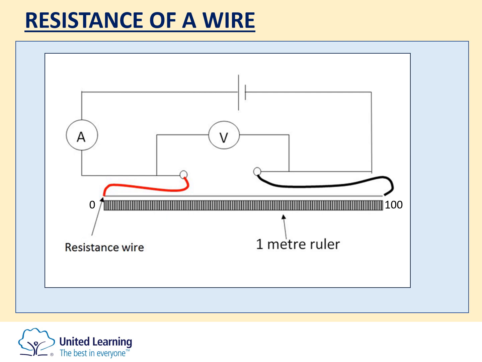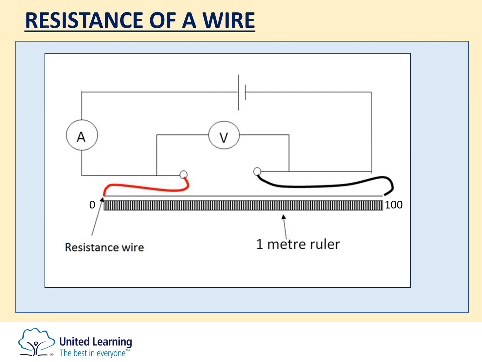So, for this experiment, you would be changing the length of the wire. That would be your independent variable. You would be measuring the voltage and the current, and then using that to calculate the resistance using Ohm's law. So the resistance is the voltage divided by the current.